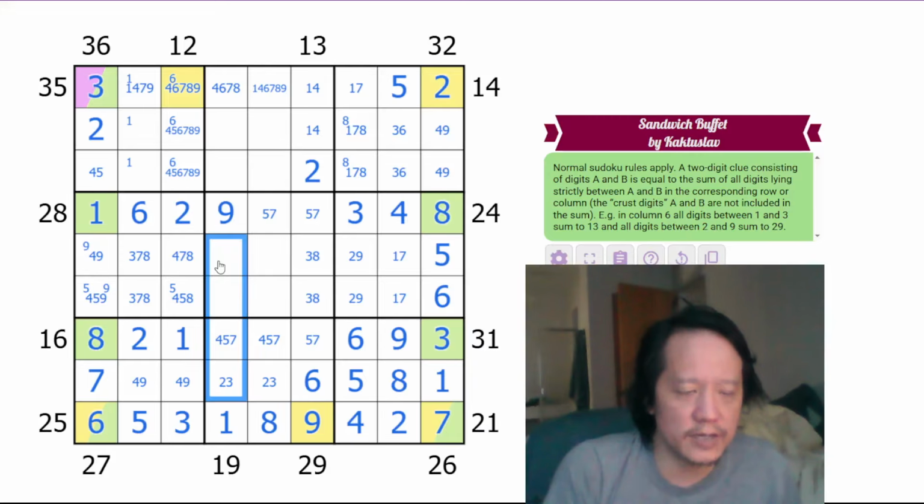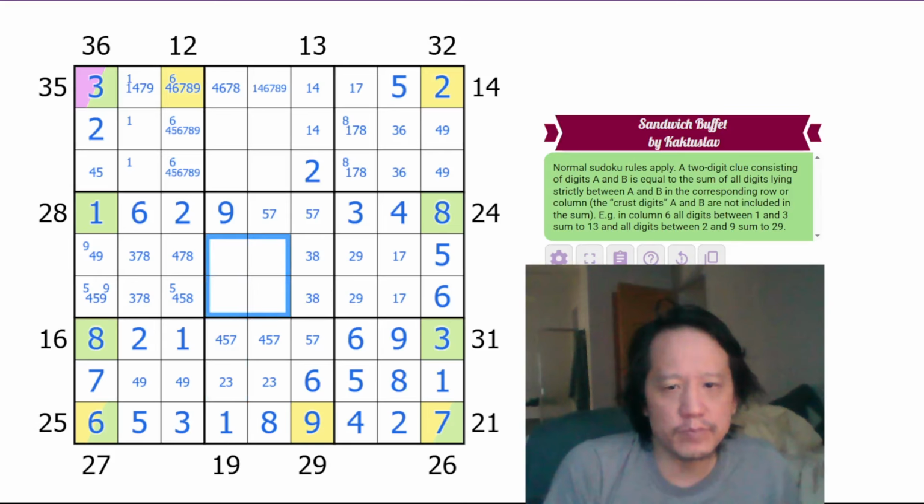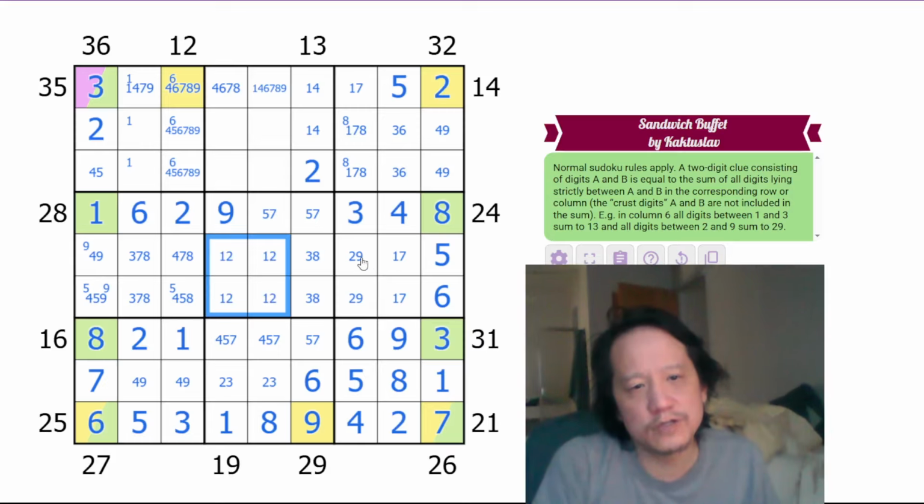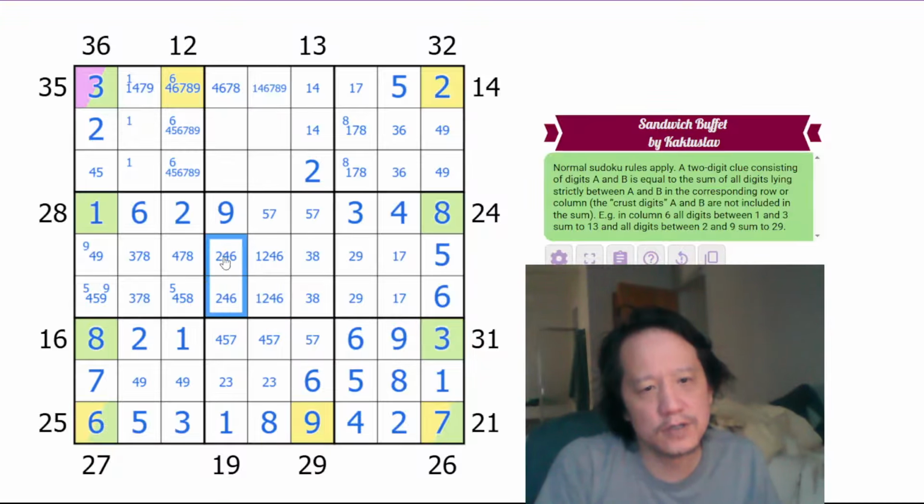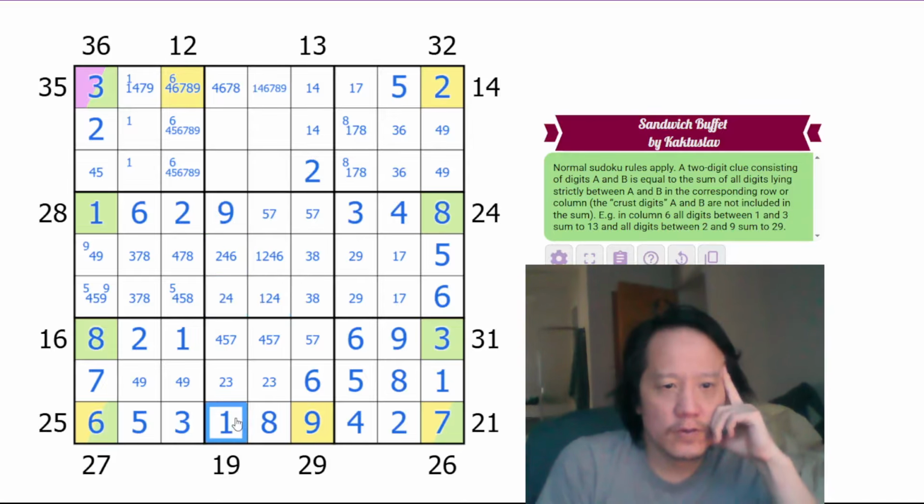These 4 digits add up to 19. Remaining digits in box 5: we have 1, 2, 4, and 6. This can't be 1, obviously. So 2. This can't be 6 because of the 6 in the row. This is essentially done, I guess.